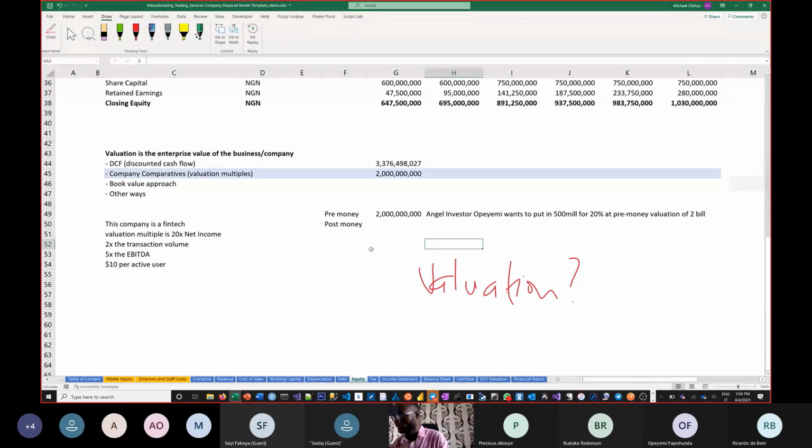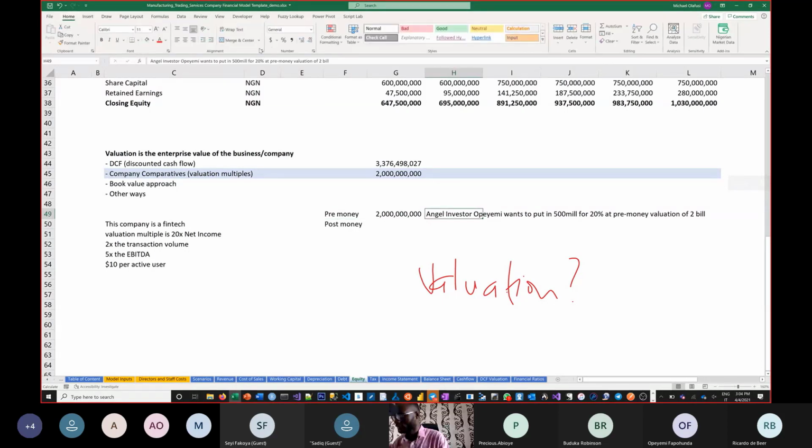So I want to explain the difference between pre-money and post-money. Let's start with pre-money. We are using Premoni as the investor right now. So let me put it in a very visible color. Angel investor Premoni wants to put in 500 million naira for 20%. Normally, when investors want to invest in your business, they usually tell you what percentage they want.